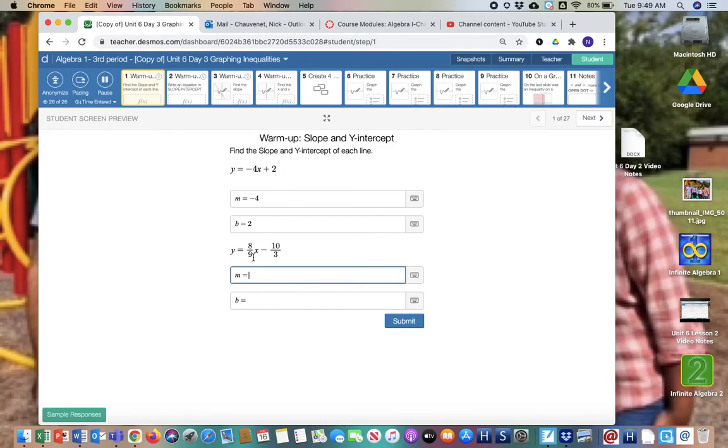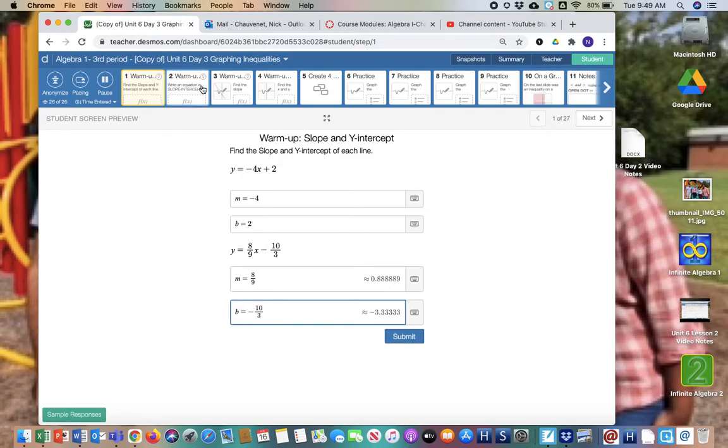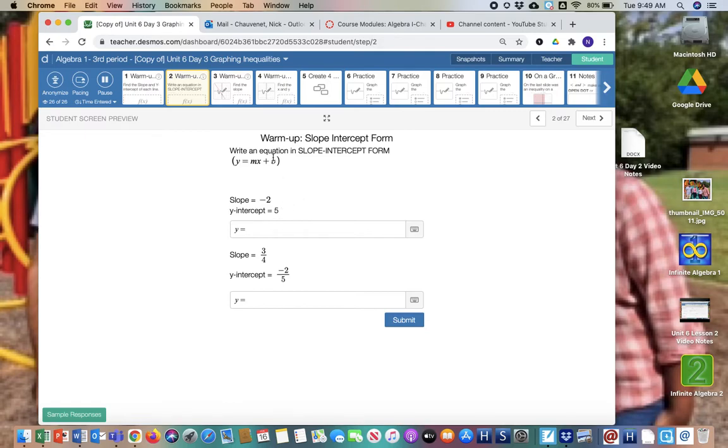Here, what's the slope? What's the number in front of m? So 8/9. Here, what's the y-intercept? What's this? Now, if this has a negative, you got to treat that there too. So -10/3. Okay, so now we're asked to do it in reverse.